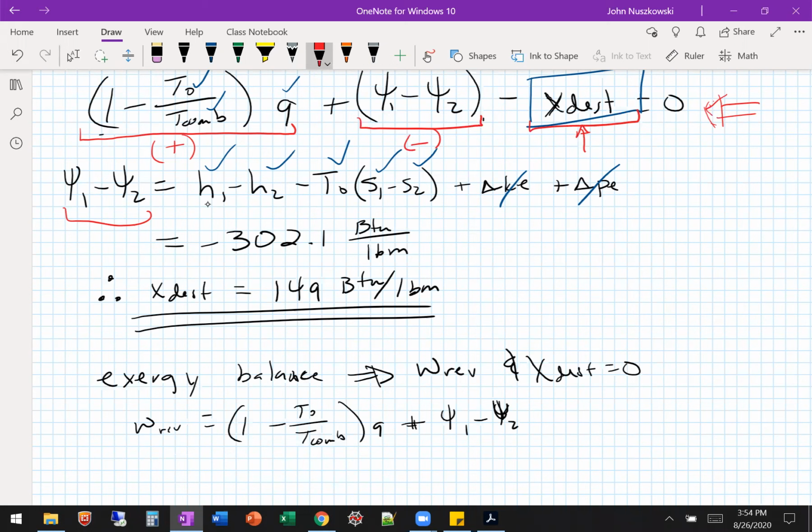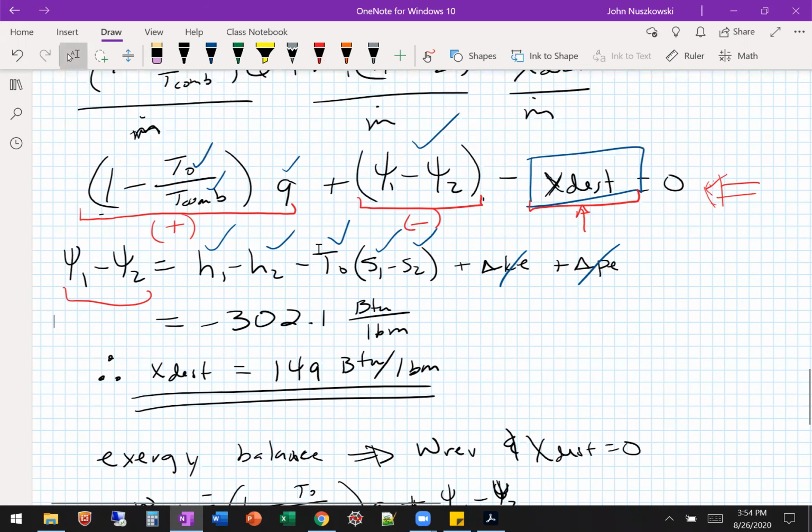So it doesn't affect it at all, because state 1 and state 2 are all that tells us about the flow exergy. The combustion temperature is in the heat transfer exergy. That's the only place where that combustion temperature appears. So that affects the exergy from heat transfer, but not the flow exergy, okay? So it'll affect the exergy destroyed, but not the flow exergy.